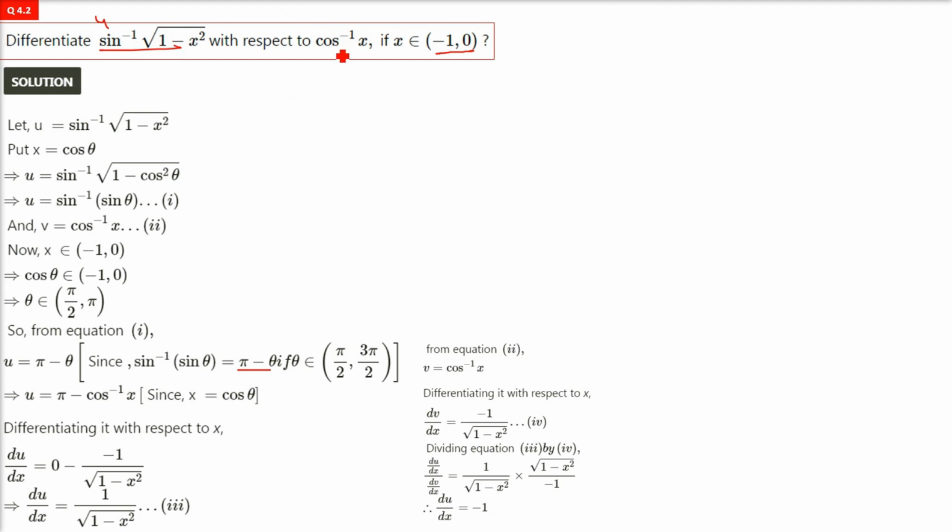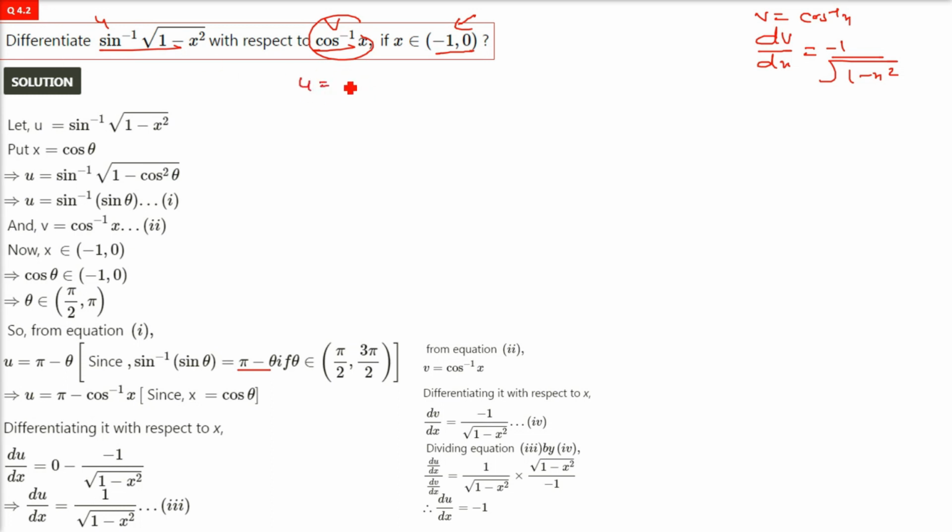u is sine inverse under root 1 minus x square, v is cos inverse x. So du by dx we have to do and dv by dx we have to do, and then we divide them. So for dv by dx, we have v as cos inverse x, and dv by dx is minus 1 divided by under root 1 minus x square. This is very clear. Coming to the first part, which is u, we are out of the range. You will just see that we are going out of it.